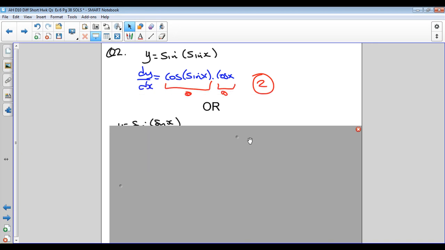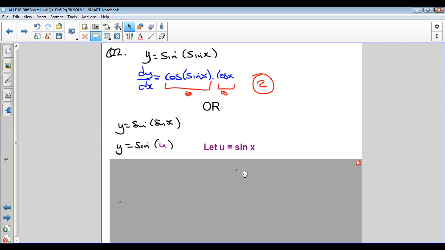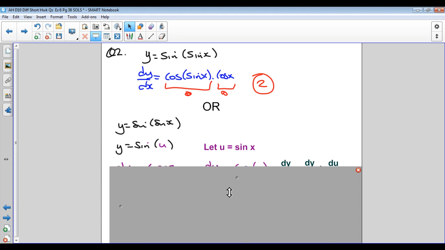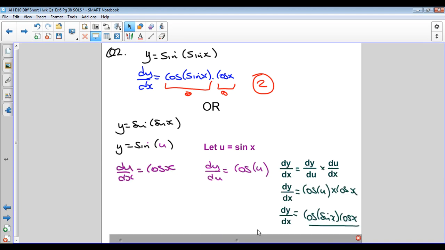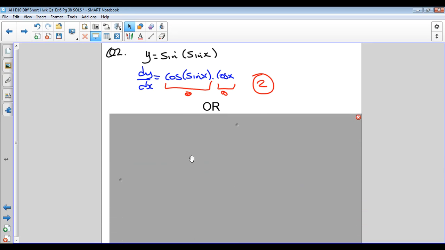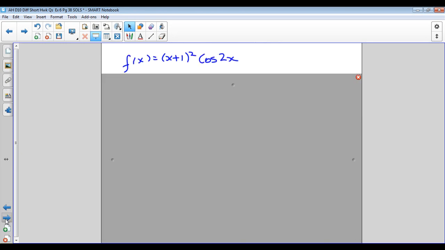If you wanted to go down the substitution route, you could say let y equal sine u, so u is sine x, so the derivative of that is cos x, and use the related rates idea. But honestly, isn't that easier? Just be careful. The substitution's more beneficial when we get to integration. I just wanted to show you how you could use it, but you don't need to use it there.